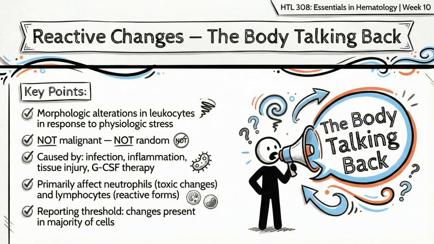of cells. It is paramount for histotechnologists to accurately identify these benign reactive changes and differentiate them from early malignant transformations, as misinterpretation can lead to incorrect diagnoses and inappropriate patient management. Let's dive into the first of these toxic changes.